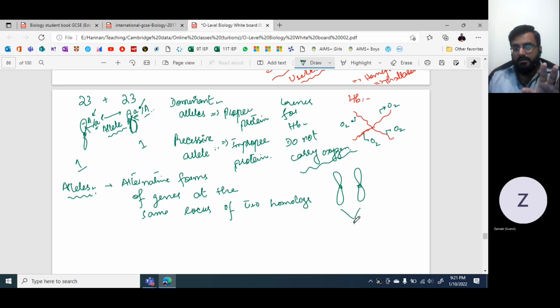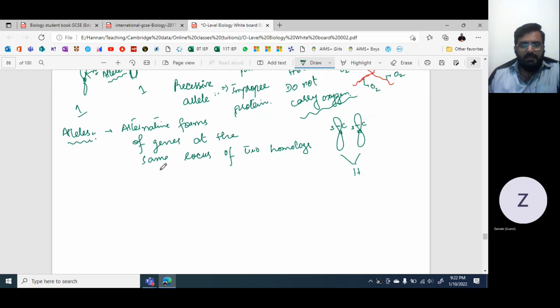These are two homologs. And for example, this is locus number 3. This is locus number 3 of the other homolog. If this is a C gene, then the same type of gene would be present at the same locus of the other homolog. So about the alleles, what did we mention?